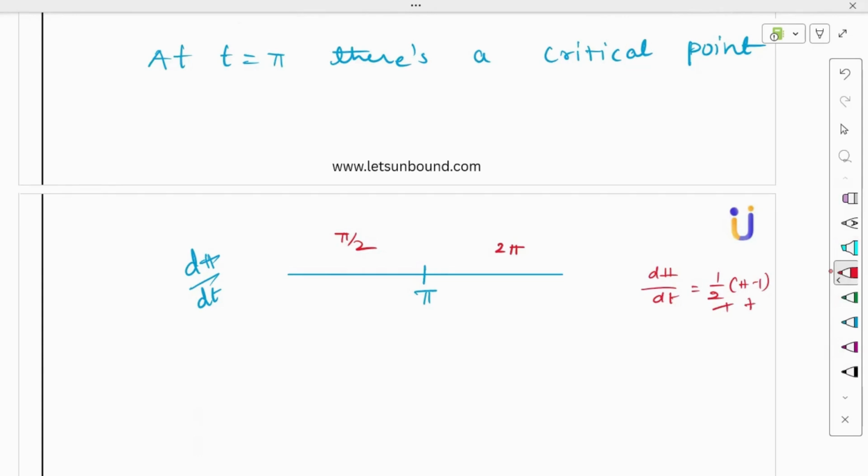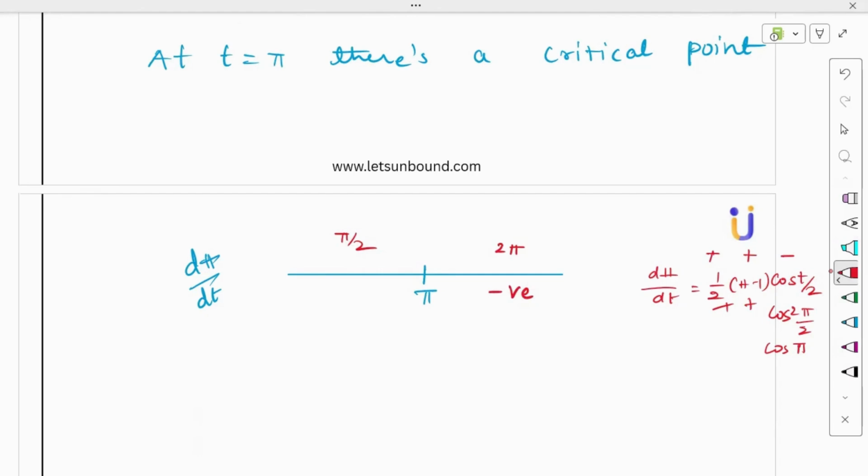Of course, this is positive. This is positive. We are looking for sign, not the value. Cos t by 2 will be cos 2 pi by 2, cos pi. Right? Cos pi is negative 1. So something which is negative. So 1 by 2 is positive. This is positive. This will be negative. So overall, it's negative here.